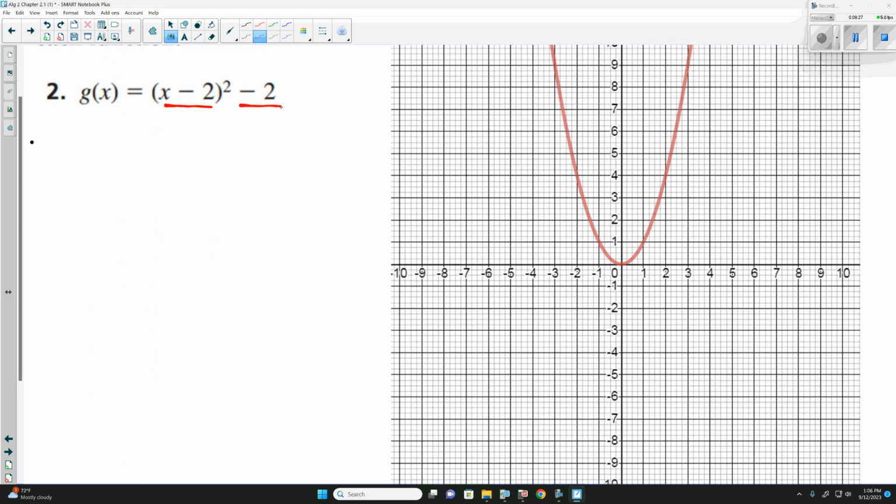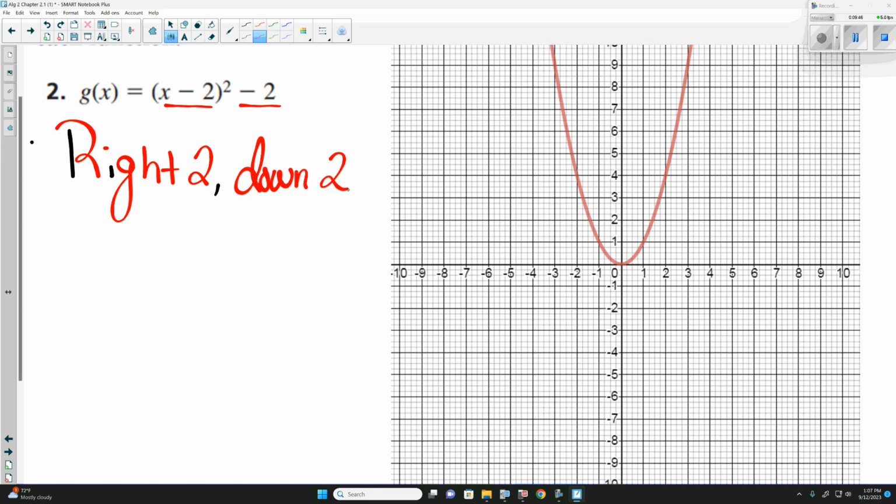We have two transformations. It would be right 2, because the x minus 2 inside the parentheses would indeed be right 2. And the minus 2 outside is exactly what it looks like, so it would be down 2. That's it. Questions on this here? Are you ready for the next one?